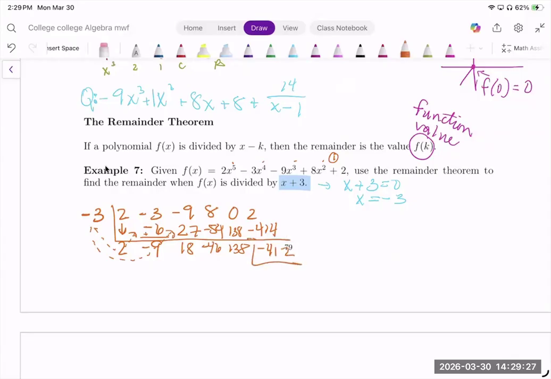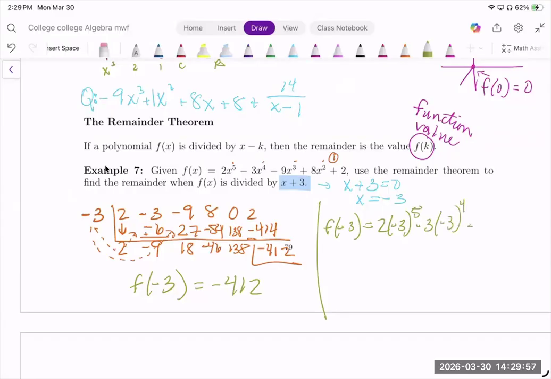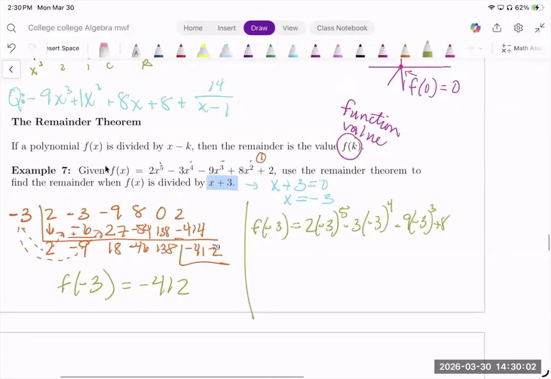There we go. That's the remainder. So f of -3 is -412 using the remainder theorem. Yes, could I also just do f of -3 is 2 times -3 to the 5th minus 3 times -3 to the 4th minus 9 times -3 cubed plus 8 times -3 squared plus 2?